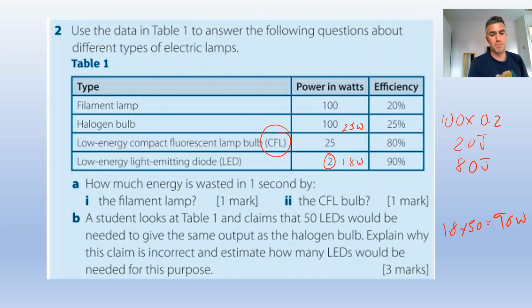So what do we do? 25 divided by 1.8. It gives us, actually we'd need about 14 LEDs to have the same light output as a halogen bulb. So they weren't really questions, I did those for you.